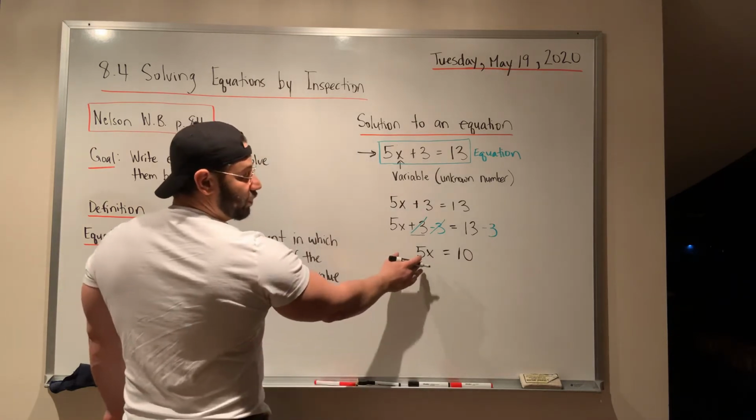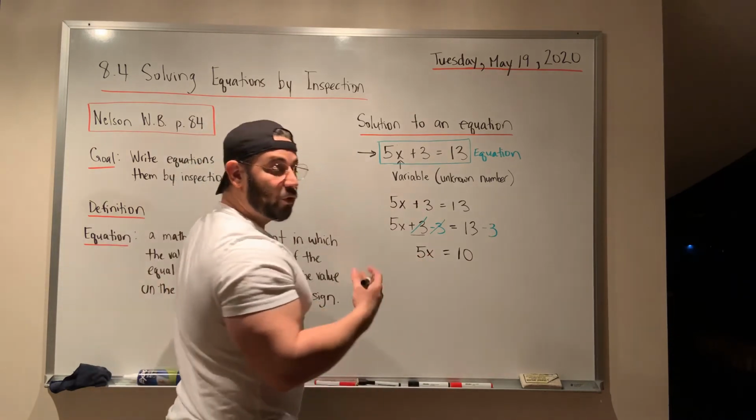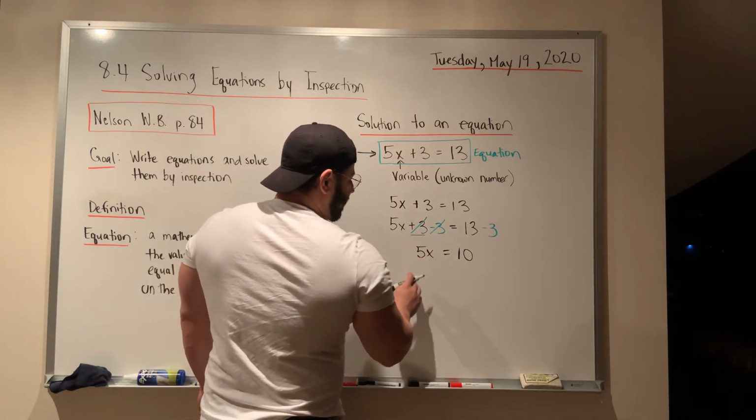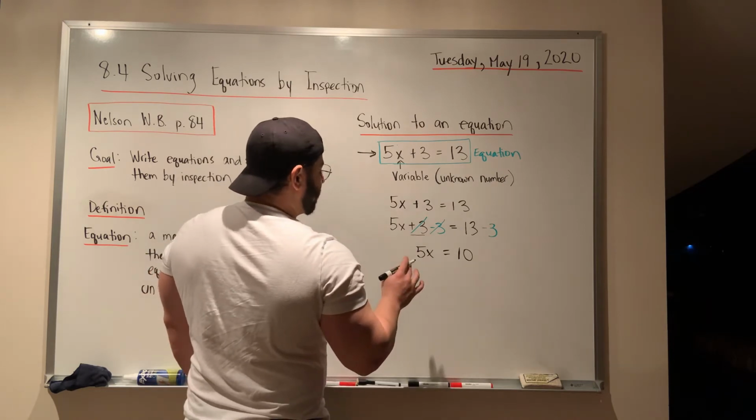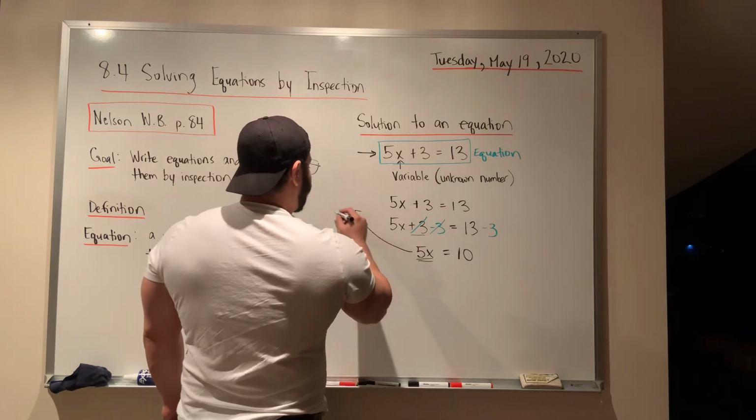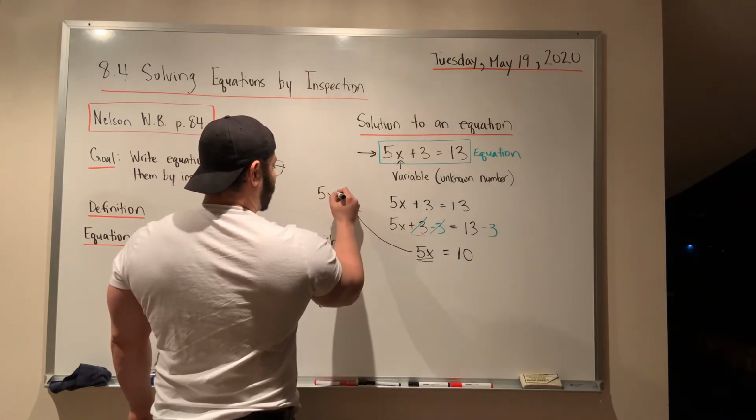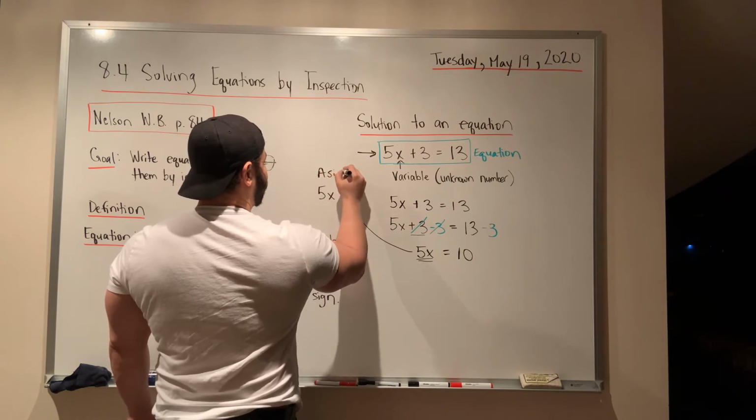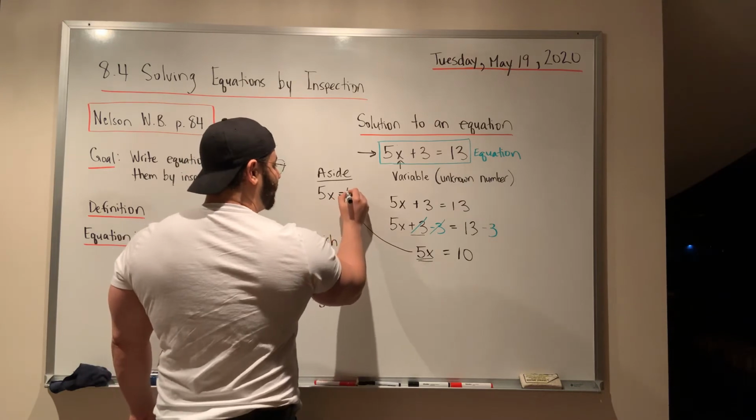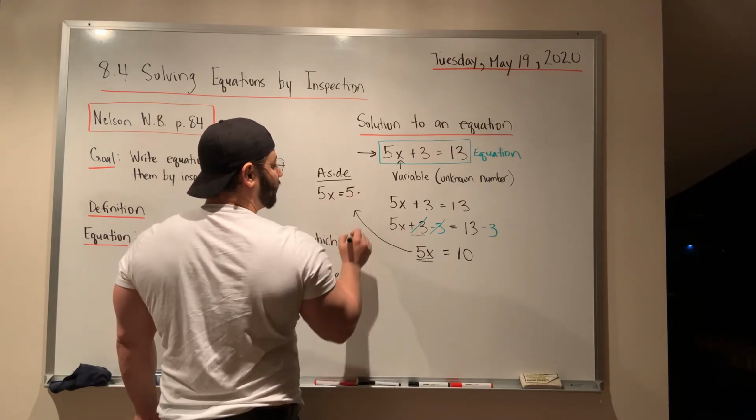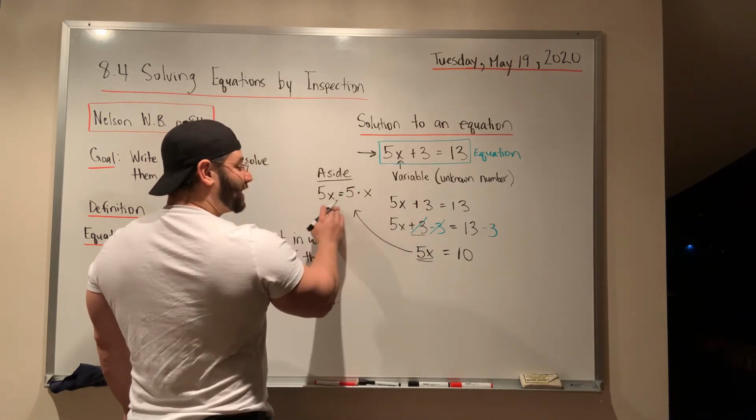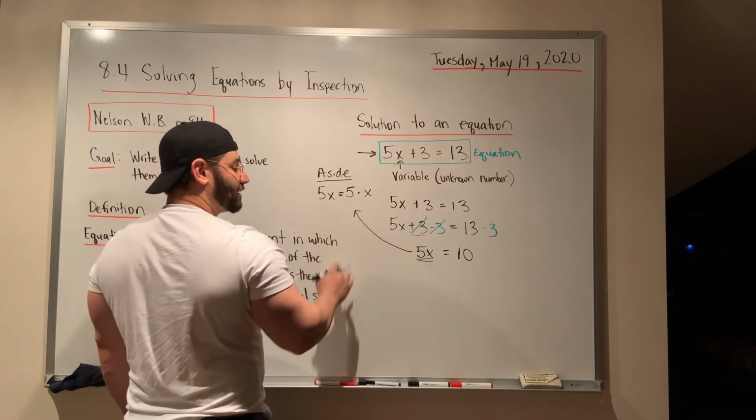So I'm now one step closer to having x by itself, or in other words, isolating for x. So 5x, and I'm just going to do a little aside here because I know some of you might be confused with the way this is written as just 5x. What 5x really means, and I'm just going to write an aside here, is 5, what this dot is representing is just a multiplication, 5 times x. So 5x basically means 5 times x.